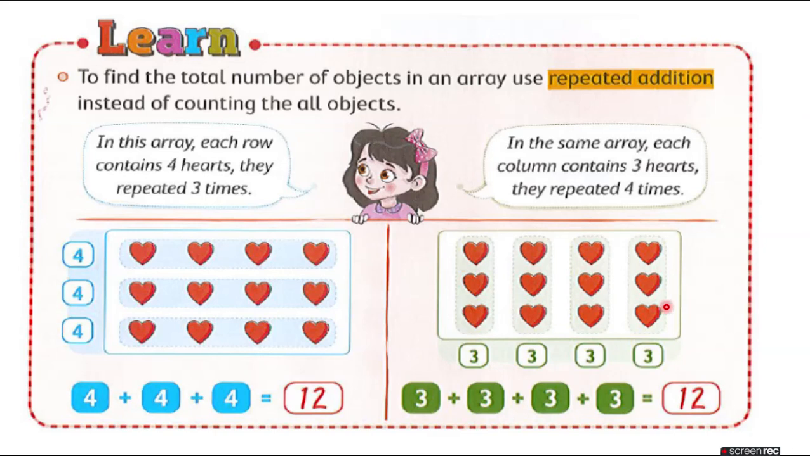1 2 3 4. طيب each column how many hearts? 1 2 3. So the first one 3 يبقى second one 3 يبقى third one 3 يبقى fourth one 3. So 3 plus 3 plus 3 plus 3 give me 12. Or you will count all the hearts. 1 2 3 4 5 6 7 8 9 10 11 12.